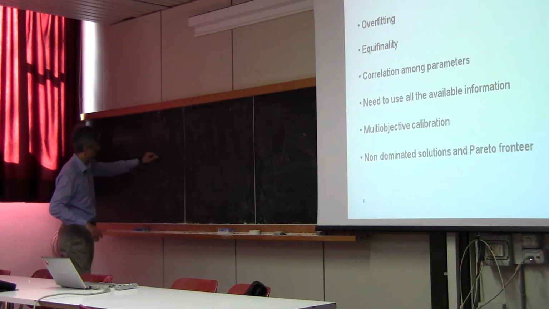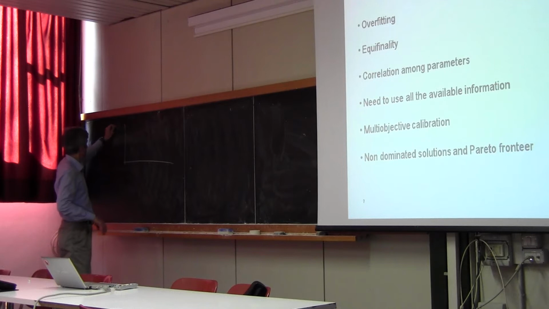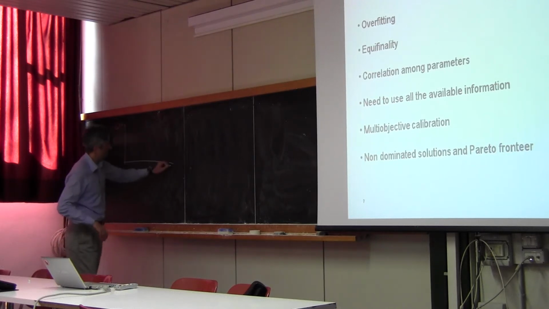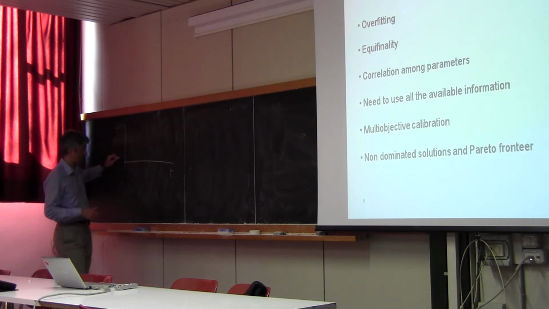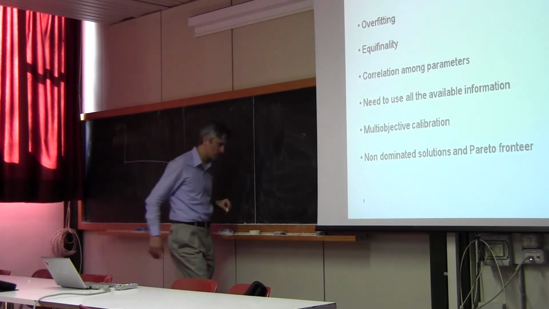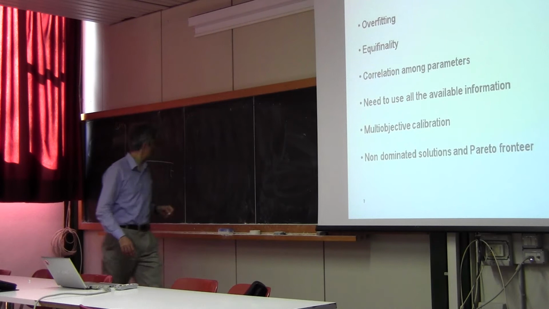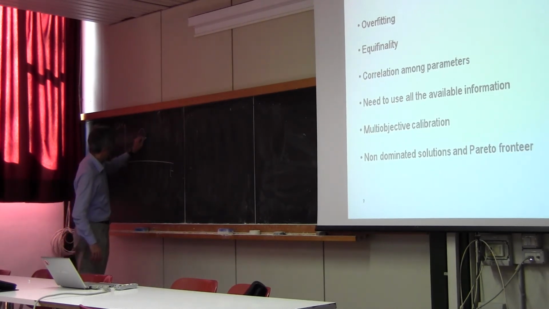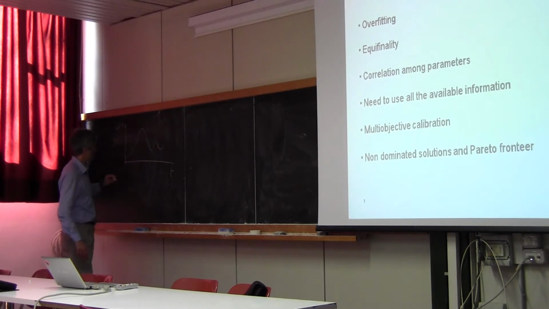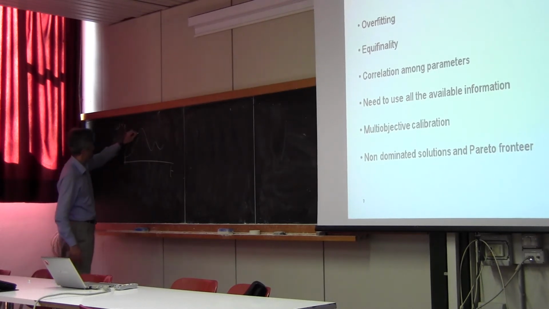It is something like this. You have a hydrograph, Q(t), river discharge depending on time, and you have an observed hydrograph, like this one, and this is observed.